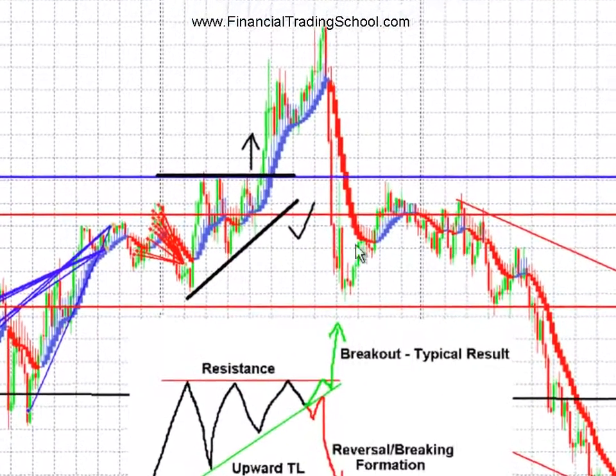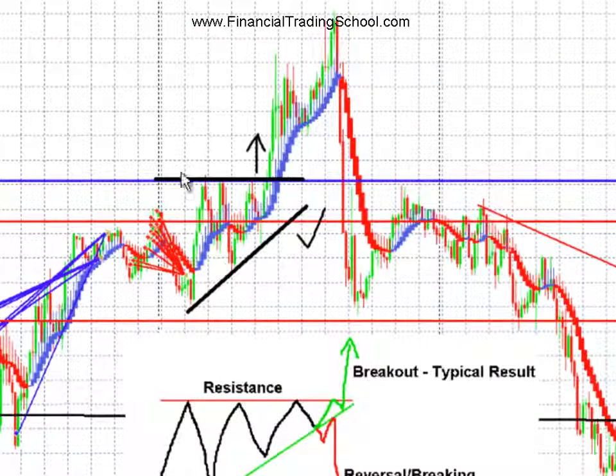Ascending triangle is right there. You have the same thing. Higher lows, resistance level. It broke out. This is the check mark. And you trade the breakout. This is the 15-minute chart. So each bar is a potential entry. And then you draw your trend lines and all that stuff and determine your entries that way. Moving on to the next example.